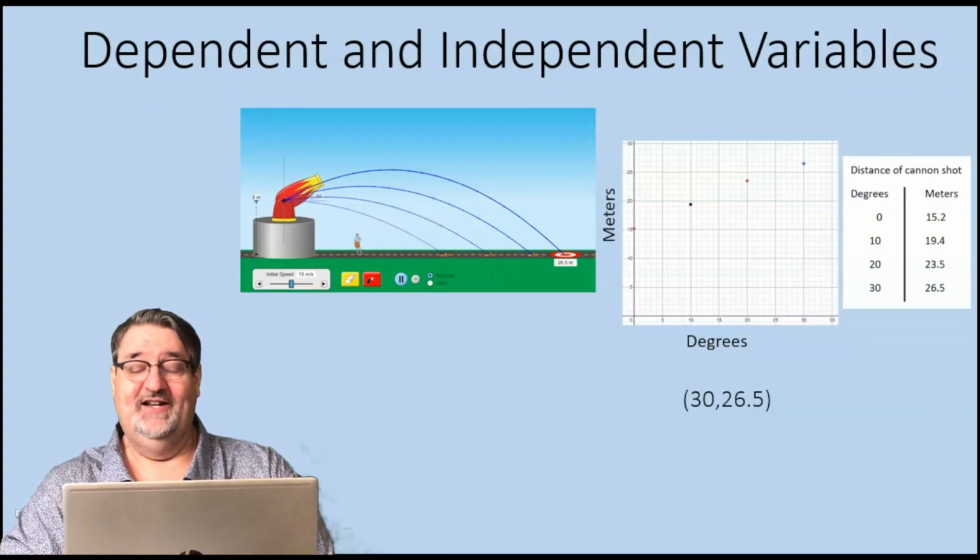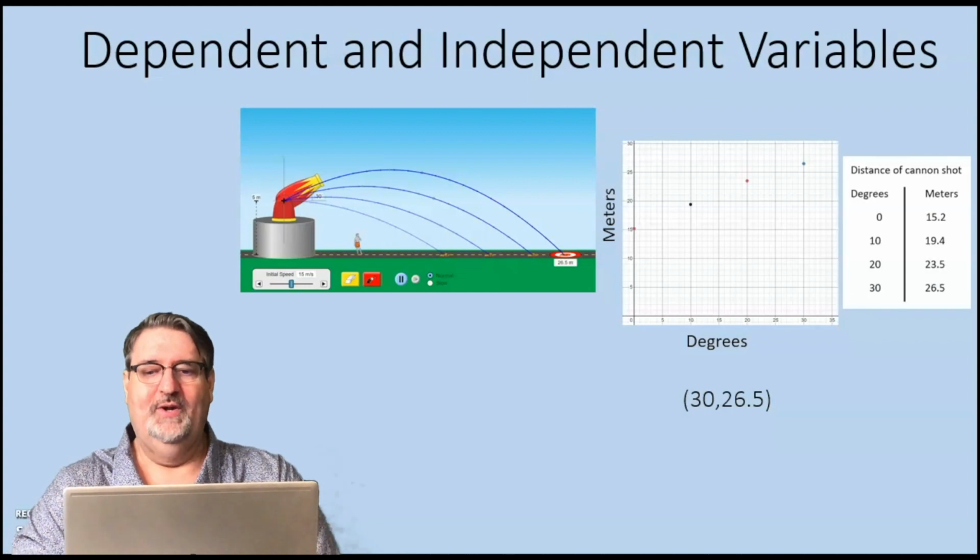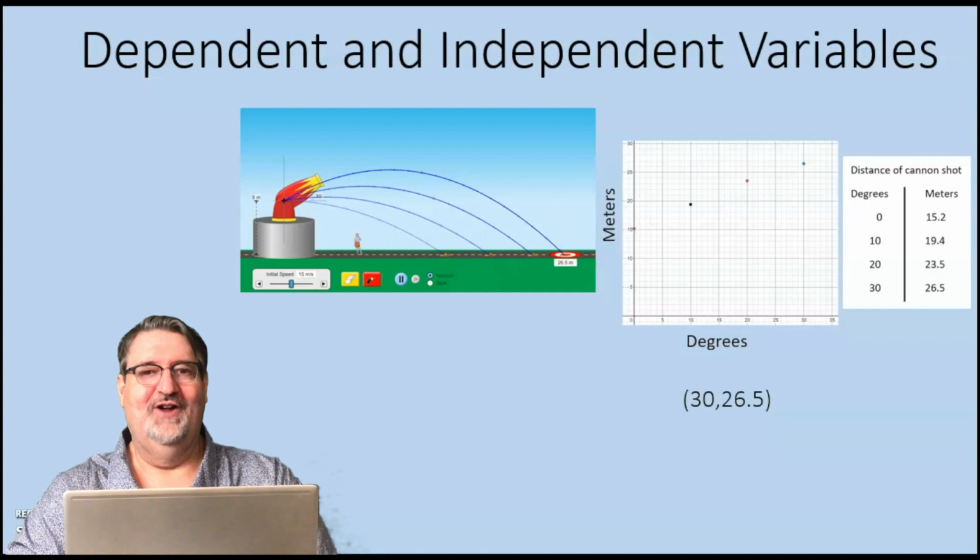And now we set it up as a chart on this one, and we can see on the chart that we have on the left side the number of degrees, 0, 10, 20, and 30. And over on the right side, the number of meters. And it's showing 15.2 meters, 19.4, 23.5, and 26.5 meters. And so we've shown it both as a graph and also as a chart.